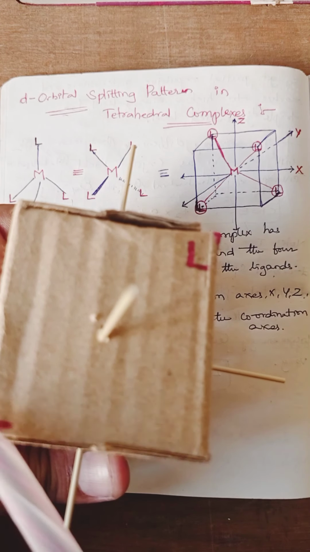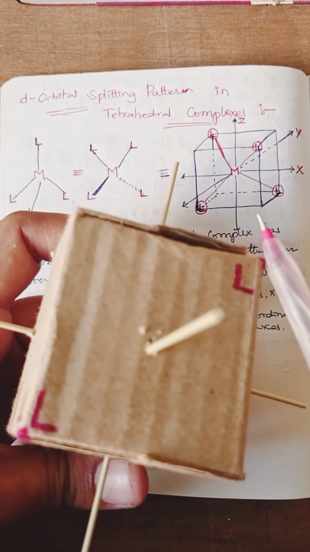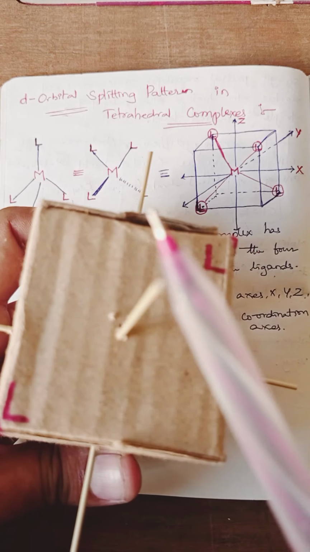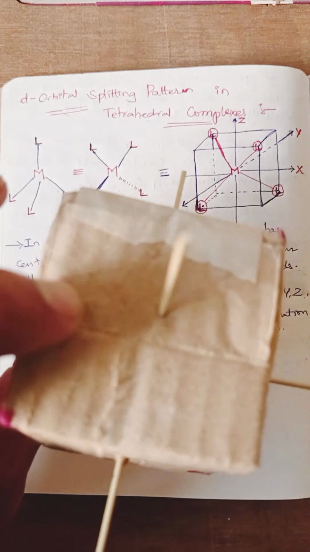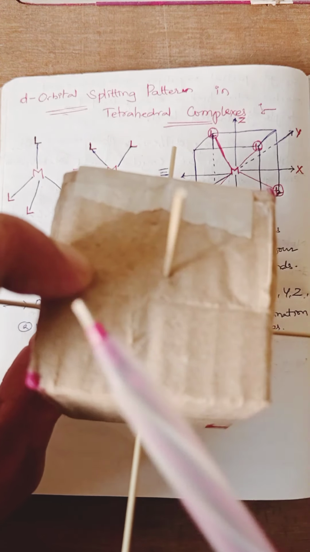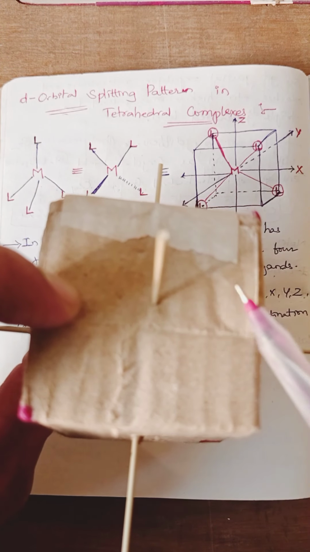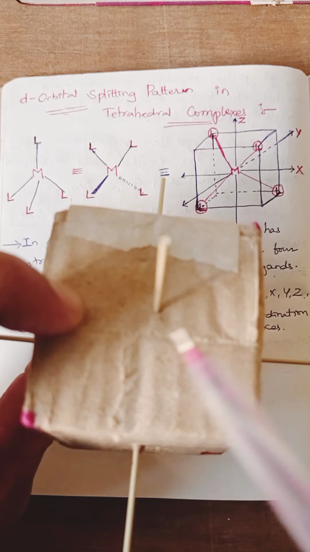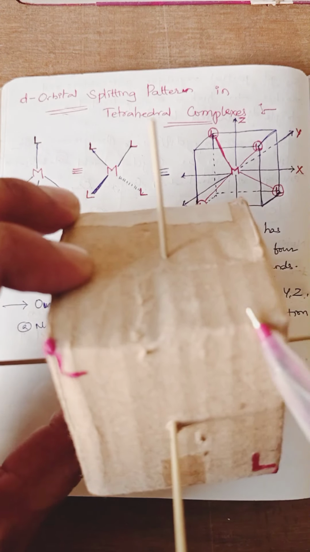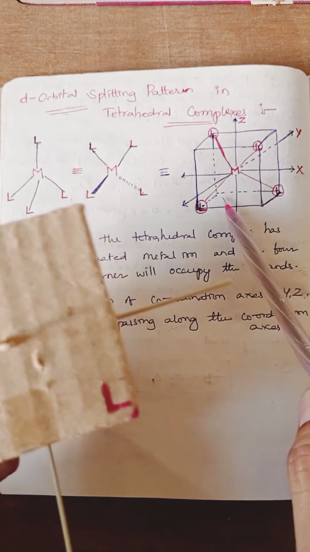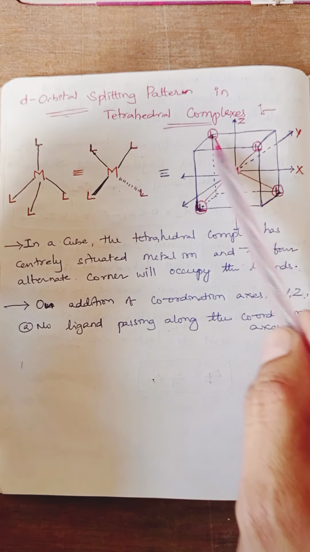We are showing the ligands here on the corners. No corner is along the coordination axis. Similar to that, on the y axis also there is no ligand. It is at the middle of the face. It is not passing through any of the corner sides of the cube. So that means no ligand is along the coordination axis.